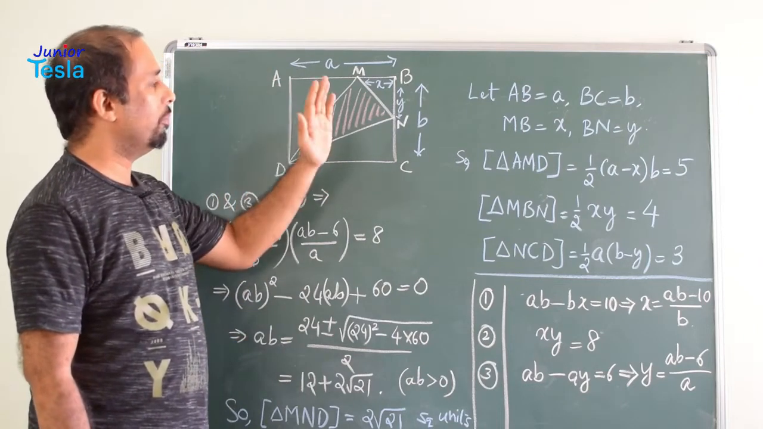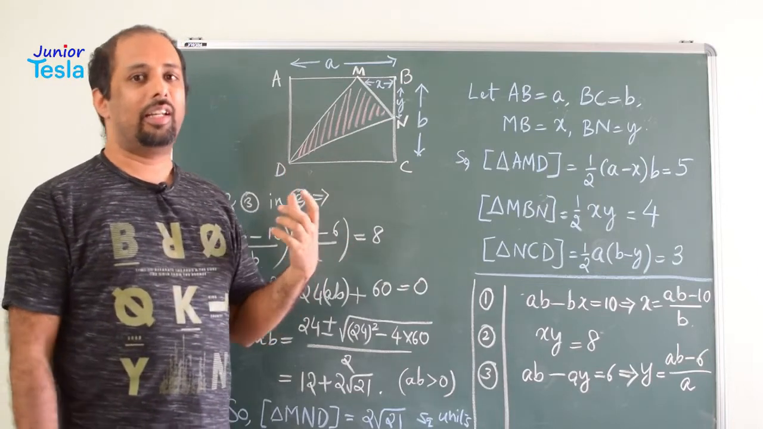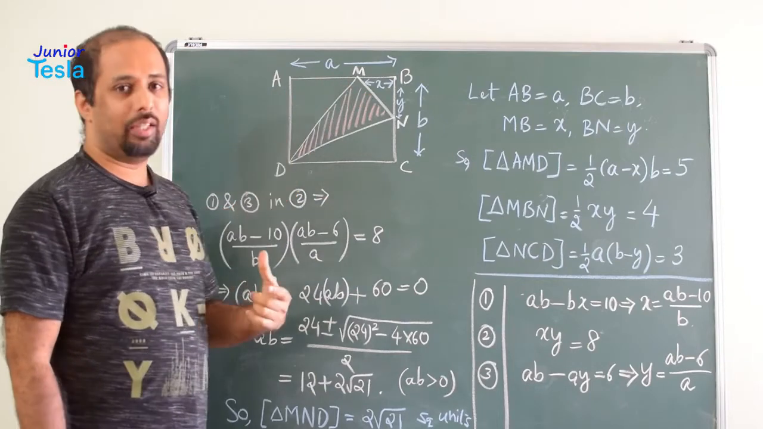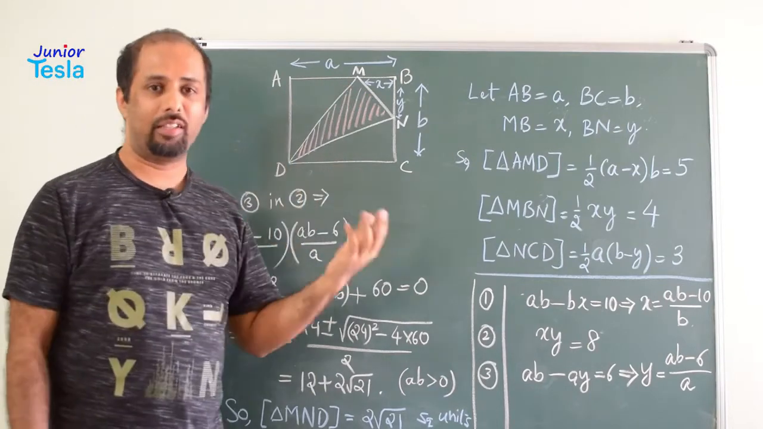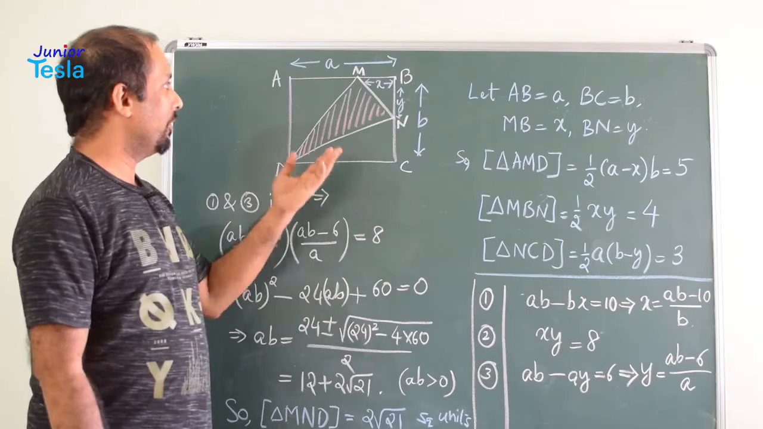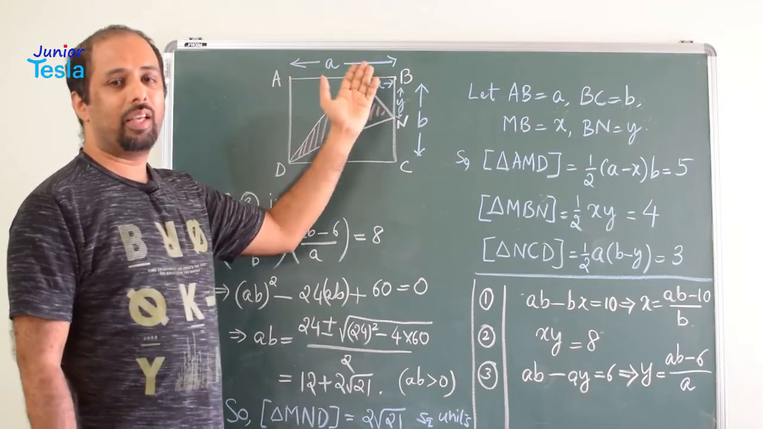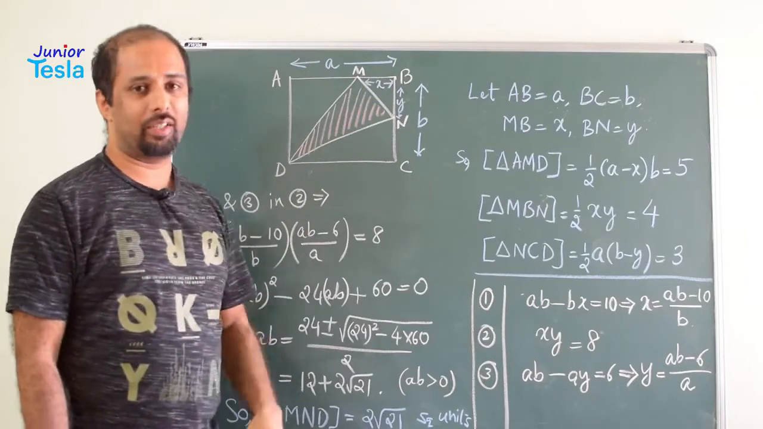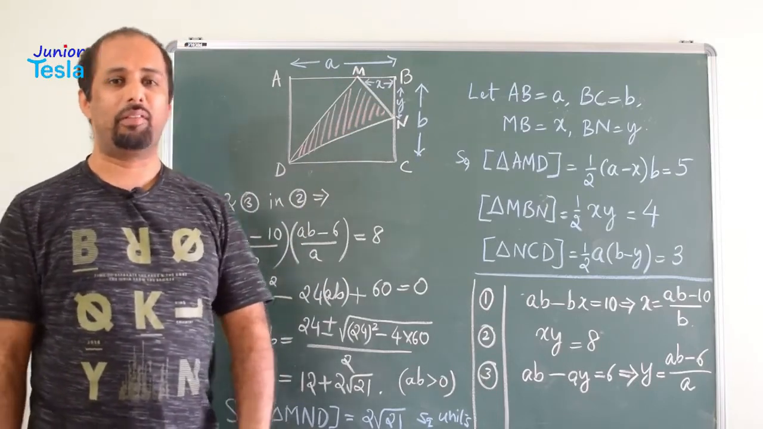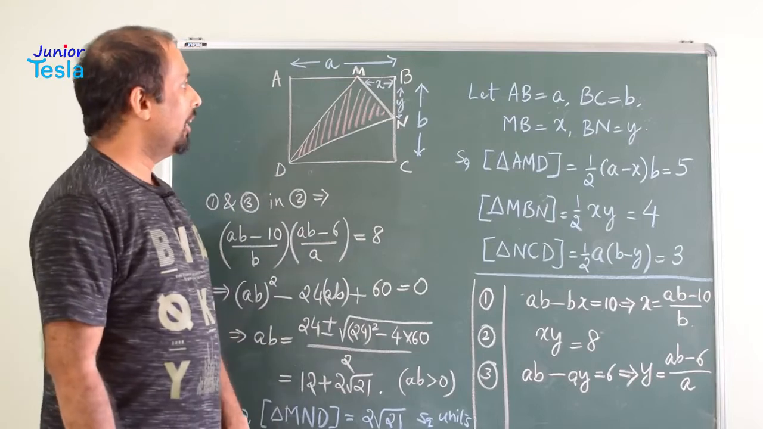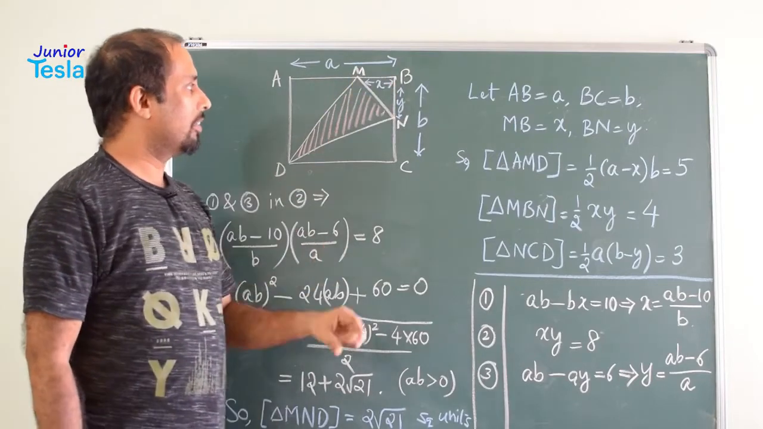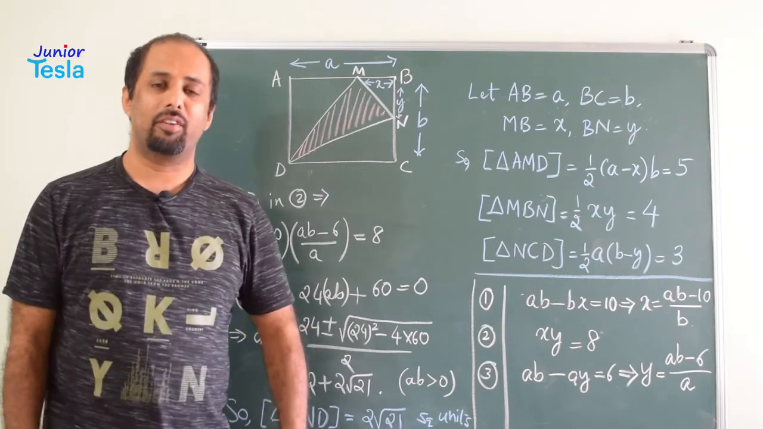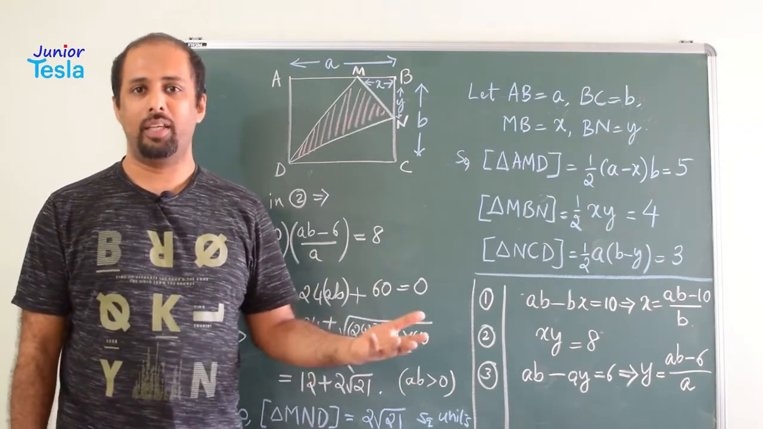Instead of writing M, B, A and all these things, let us use some notation. So in place of AB or CD, that is the length of the rectangle, I write it as a. Okay, so small a is the side or the length of the rectangle. Similarly, small b is the width of the rectangle. So AB equal to a, BC equal to b. Then I have taken MB as x and BN as y.